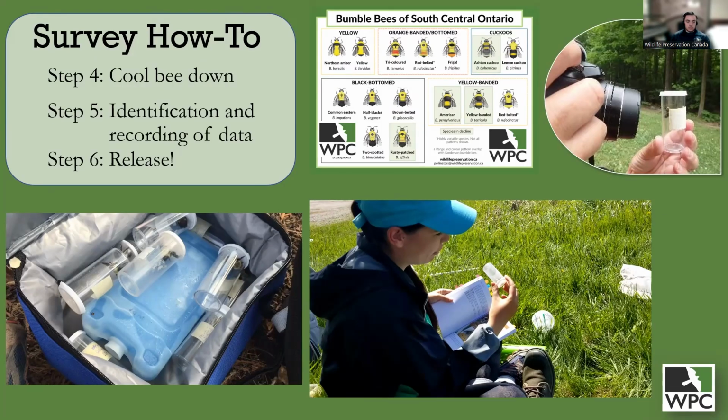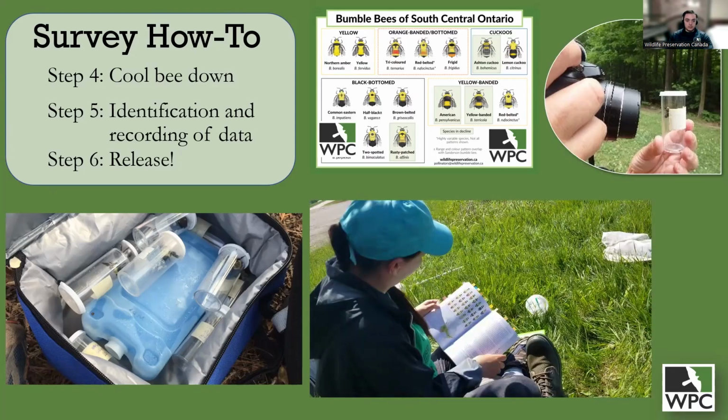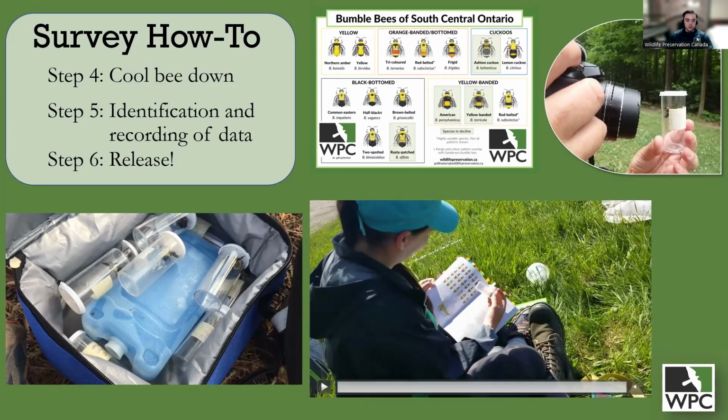This is not just to keep the bee from overheating, but it is also in the interest of slowing the bee down for adequate ID pictures. So we imagine this person sitting in the grass has completed a survey. They're trying to ID their bees. They've got an ID book here. The bee is nice and calm. It's been cooled down, allowing for the different color patterns to be very clearly seen.